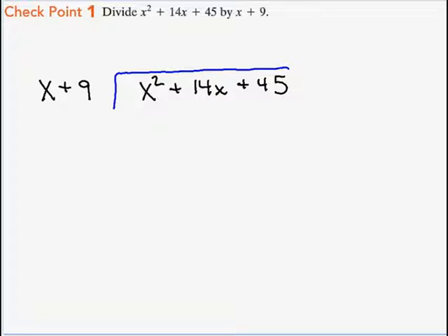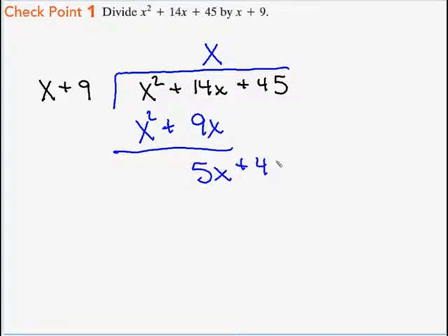Okay, let's see what we got here in the first one. I need something up here times x is going to equal x squared. Well, it's got to be x. X times x is x squared plus x times 9 is 9x. Subtract. 14x minus 9x is 5x. And bring down the constant 45. Well, something times x is 5x. It's got to be a 5.